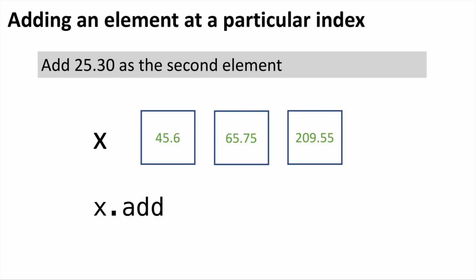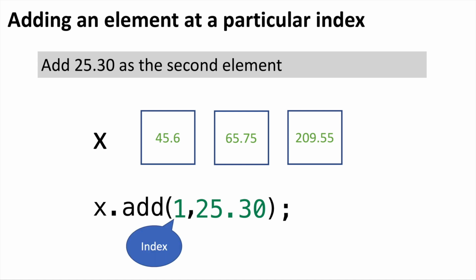Again, we have to add, and add here will require two things. It will require the index I want to add the value to, and it will require the value that I'm adding. So we'll pass the index. I want to add it to the second place, which is 1, because the first place is 0. And I want to add the value, which is 25.30. And then that's it. So I'm adding index and value.